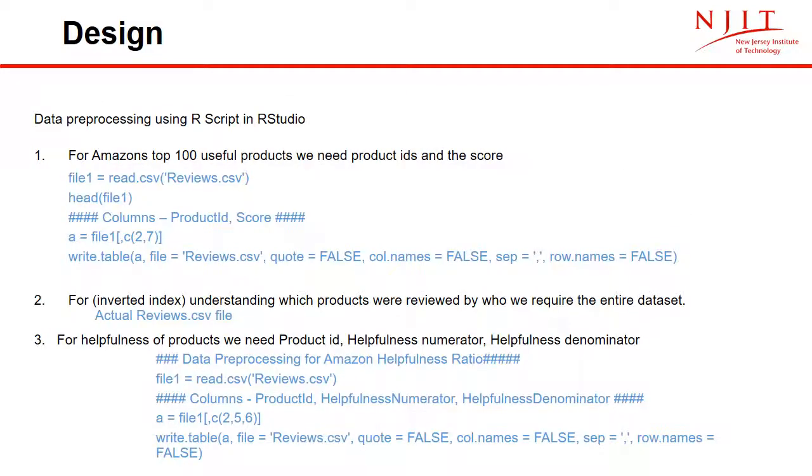So, like I mentioned, we had to clean the data set. So we did some data pre-processing using RStudio. Now we just fetched the rows that we needed for each of the implementation we had. For instance, for Amazon top 100 useful products, we just needed the product IDs and their score. So we extracted those using RStudio. And for helpfulness of the products, we needed the product ID, the helpfulness numerator, and the denominator that I showed a while back to calculate the helpfulness ratio.